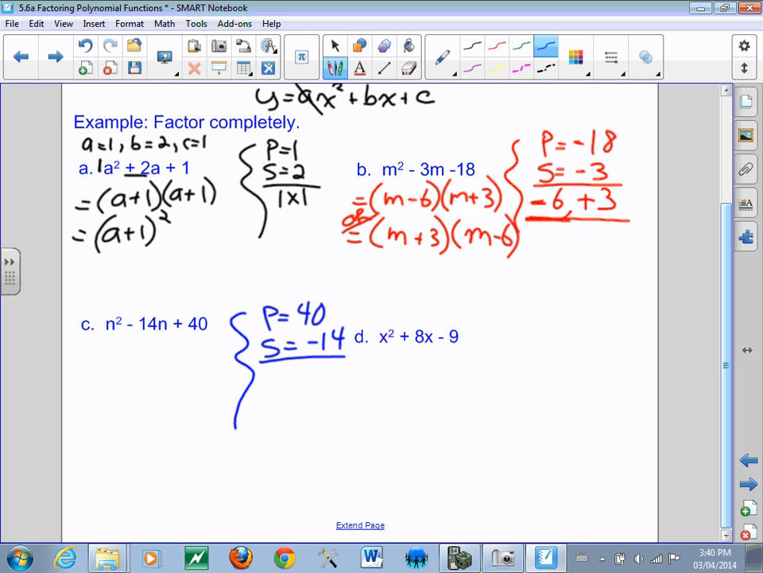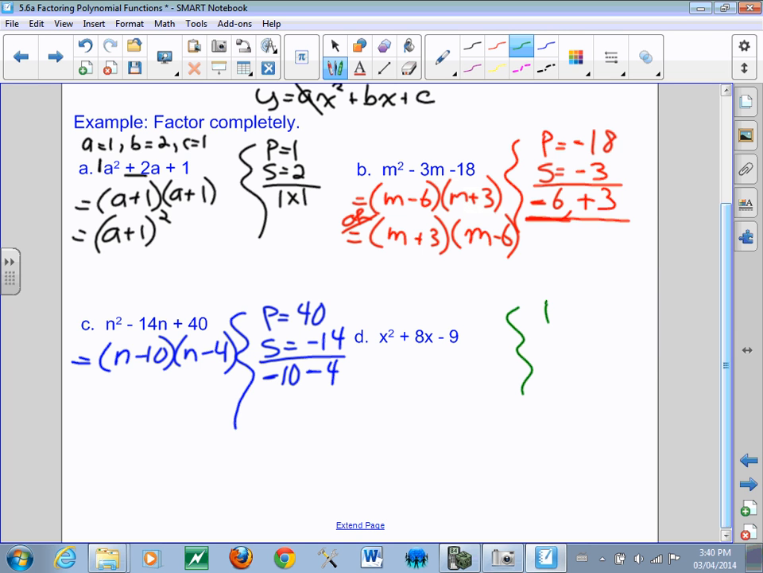Okay. In this case, we've got a product that's positive and a sum that's negative. That tells us that both numbers, or both factors, have to be negative. So what times what multiplies to 40 and adds to negative 14? So that's negative 10 and negative 4. So hopefully you have n minus 10 times n minus 4. Last question.